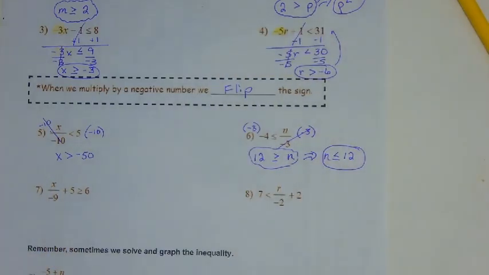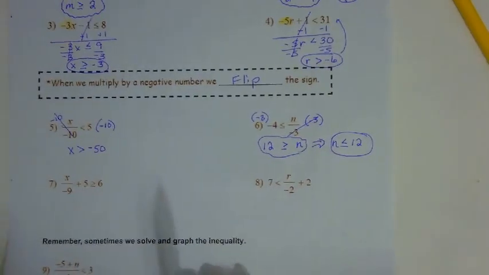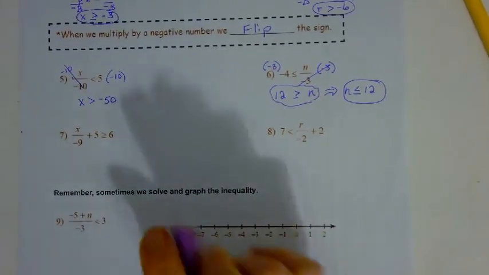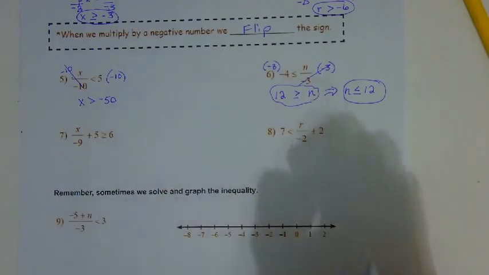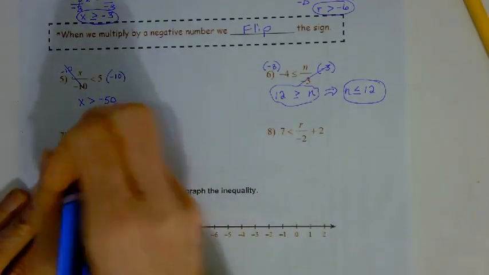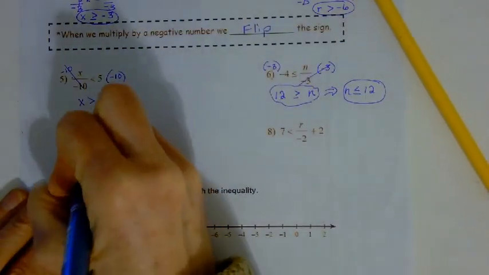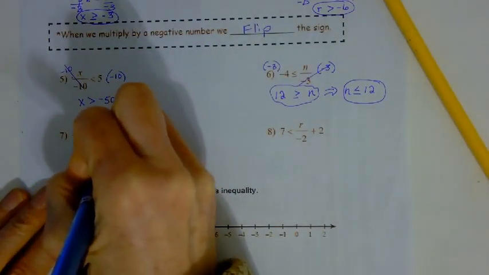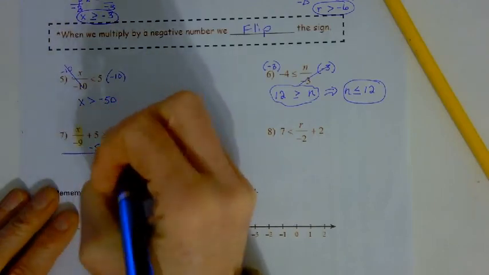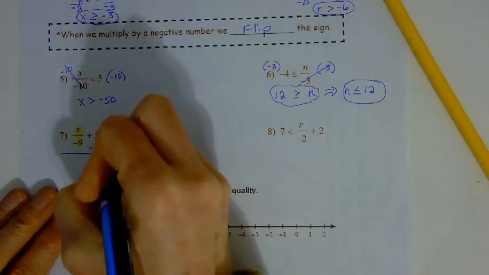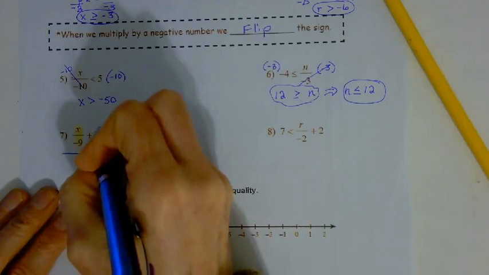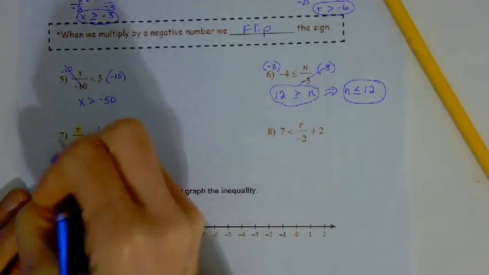Number 7 and number 8 are 2 steps, and they're very similar. Here we need to get the x by itself, like we always do. These two are best friends, so we'll subtract 5 and subtract 5. We get 1. Bring down the inequality sign. That gets rid of that. We have x over -9. We're almost done. We need to get x by itself.